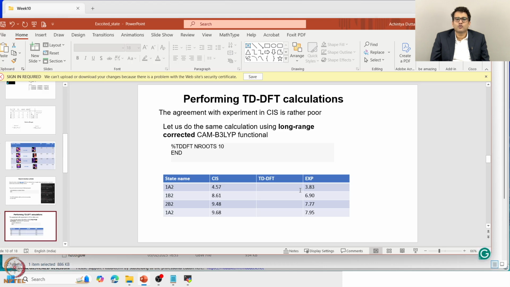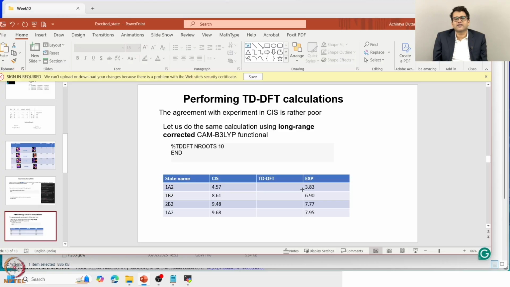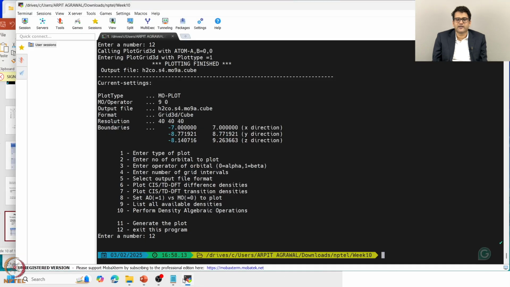So, why are we using CAM-B3LYP? Because CAM-B3LYP is one of these long range corrected functionals. What happens in the long range corrected functional? I separate the exchange into two parts. The short range part is given by the DFT exchange, and the long range part actually mimics the Hartree-Fock exchange. So, I put this range separation parameter, and this range separation parameter actually gives you pretty good accuracy for excited states, and CAM-B3LYP is generally a method of choice for performing excited state calculations. So, now let us perform an excited state calculation.